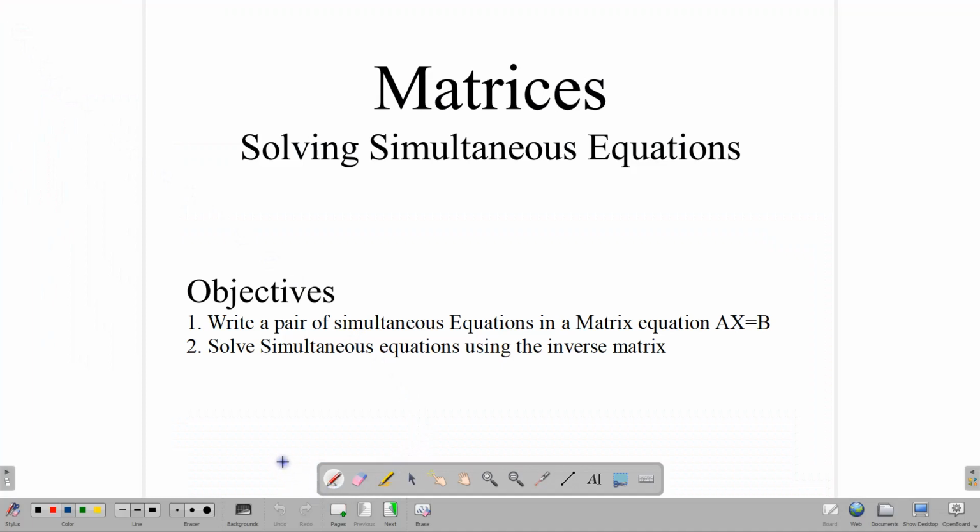Welcome back, everybody. In this lesson, we're going to be talking about how to solve simultaneous equations using matrices, and in particular, how to use the inverse matrix to solve simultaneous equations. We're also going to learn to write a pair of simultaneous equations in matrix form, Ax equal b, where A, X, and B are all matrices.